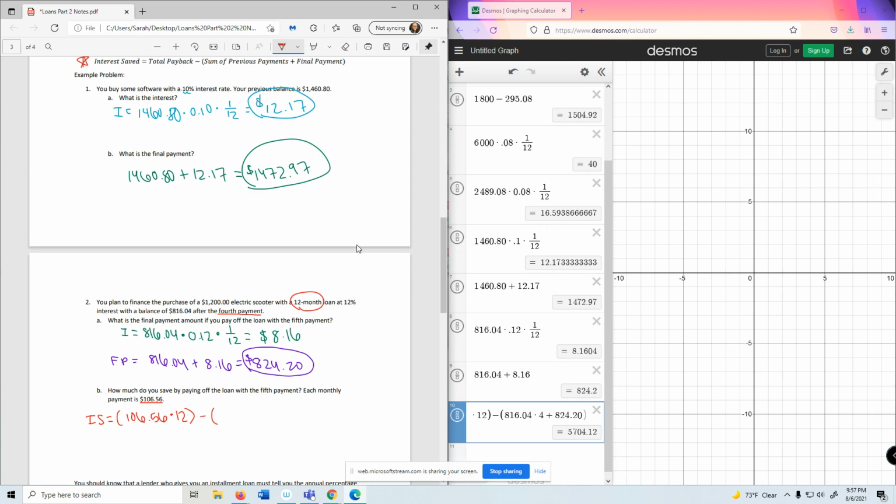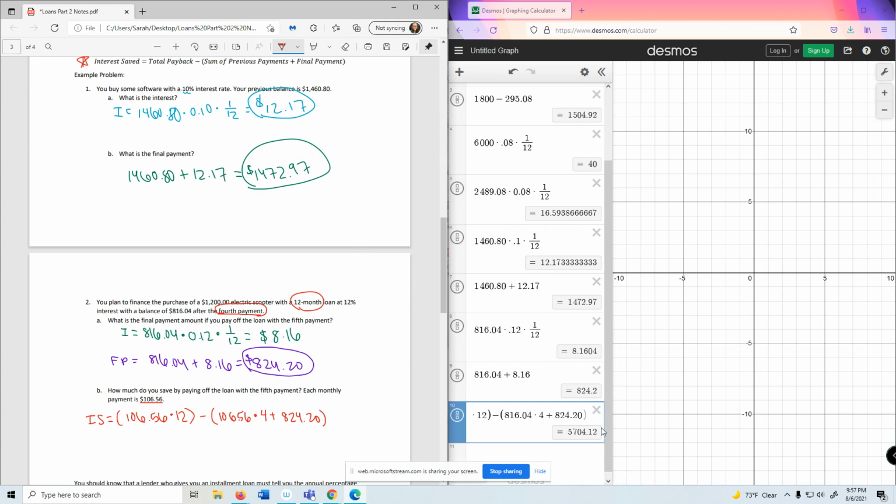Minus the sum of previous payments, we have paid $106.56 four times because we're talking about after the fourth payment here. So we're going to take that 106.56 and multiply it by 4. Plus, we are going to add on that final payment amount that we found in Part A when we decided to pay off that loan early.